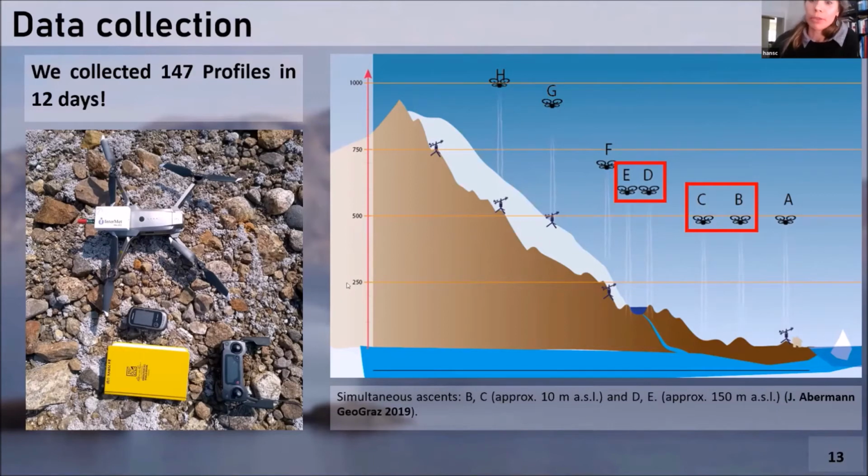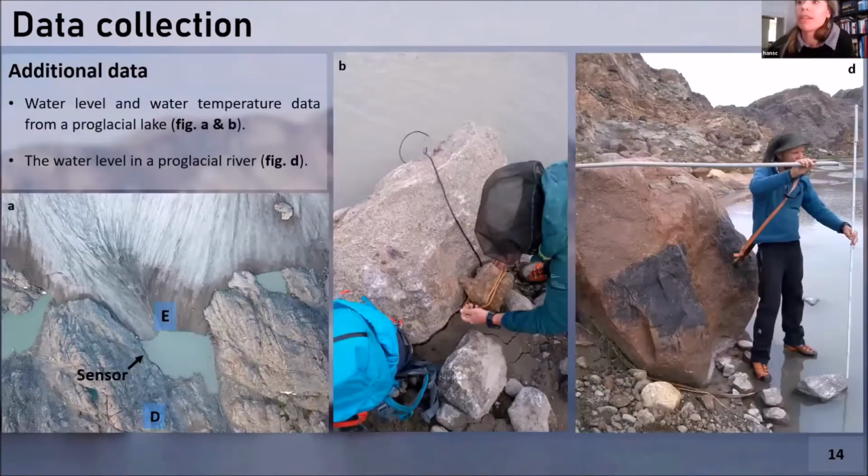But this was not enough. We also collected water level and water temperature data from a proglacial lake. You can see the lake here. It was between positions D and E. And we also collected water level data from a proglacial river here.